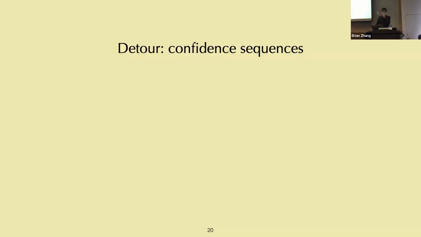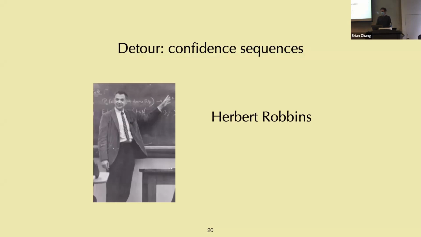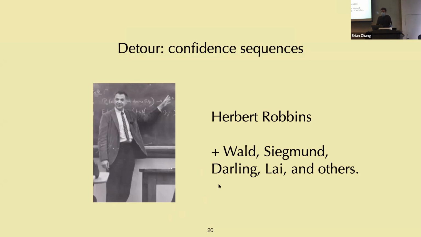So I'll go on a quick detour on confidence sequences. The idea of confidence sequences, the definition and a lot of the exploration of their properties, can largely be attributed to Herbert Robbins in the 60s and 70s, along with many of his students and collaborators: Siegmund, Darling, Lai, and others. Wald, I don't think he was actually working with Robbins on this, but Wald did a lot of foundational work on sequential inference in the 40s. A lot of those ideas are very much related because there's this duality between hypothesis testing and confidence sets. But yes, a lot of this was very early work by Wald, Robbins, and others.